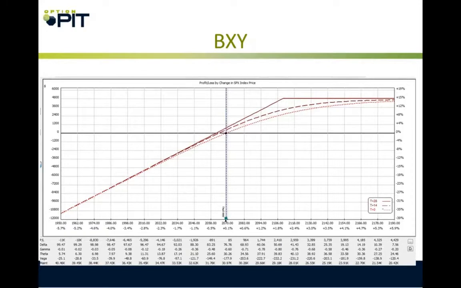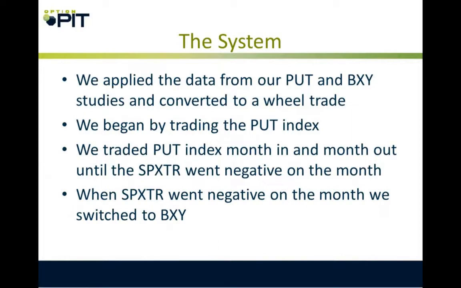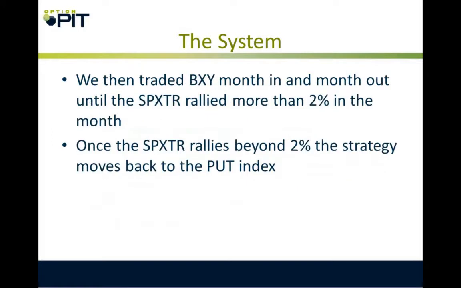You can do this in weeklies as well. So you apply the data from the put and BXY studies and convert it to a wheel trade. You begin doing the put index month in and month out until the total return goes negative, and then when it goes negative, you switch to BXY, and you make a lot of money. You then trade BXY until the S&P rallies more than 2%, and then you switch back to the put, right?